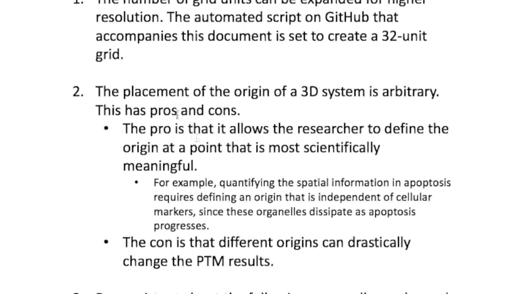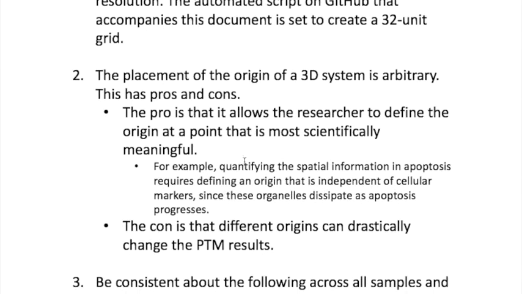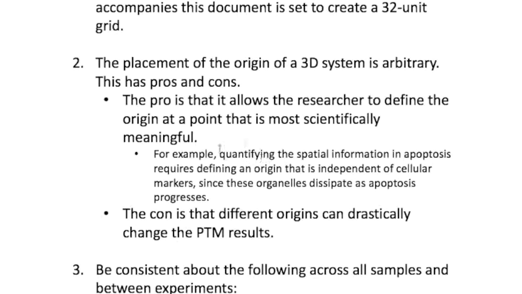All right, second takeaway point is that the placement of the origin of a 3D system is arbitrary. Again, this has pros and cons. The pro is that it allows the researcher to define the origin, okay, at a point that is most scientifically meaningful relative to the question they're asking. Are you measuring the spatial information in 3D protein structures, right? Or are you measuring the 3D spatial information of apoptosis, right?